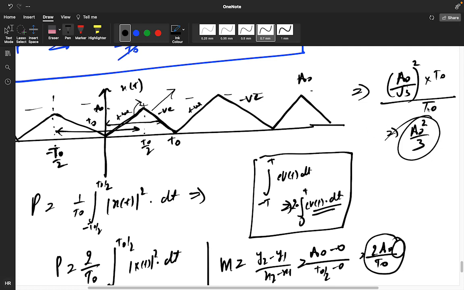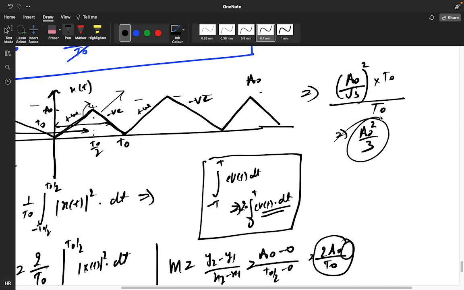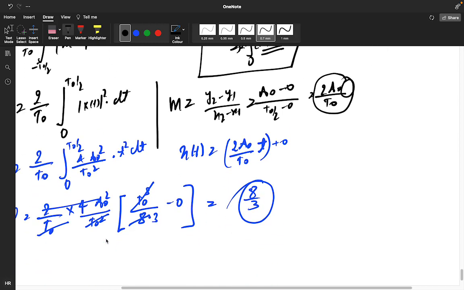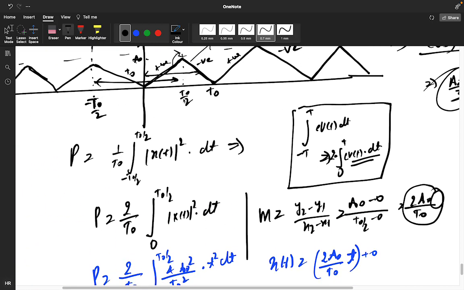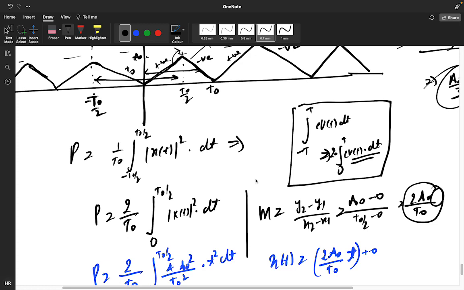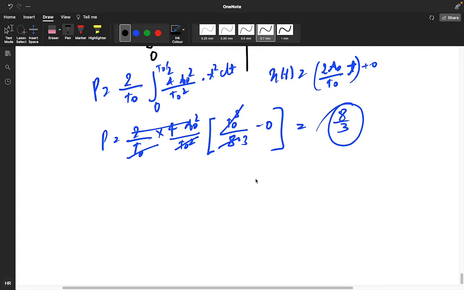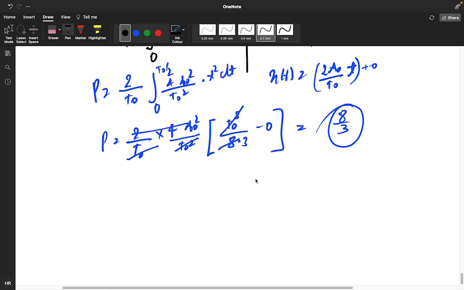For an energy signal we don't need to divide by this t naught, this time period, but for a power signal we have to divide by the time period t naught. It is the difference only. And if you want to calculate like this, it will take time. First get the slope and form the equation, do the square, then get the result. Right.